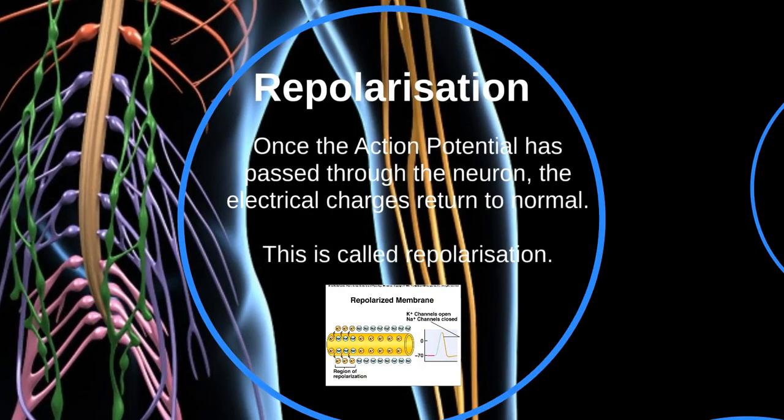Okay, so the messages have got through, they've caused the desired action, and now we need to stop sending messages, and we need to let the neuron go back to its normal resting charge. So once the action potential has passed through the neuron, and we don't need to create any more, the electrical charges return back to normal as the electricity moves through. When you go back to normal, this is called repolarization. And the exact opposite chain of events occurs.